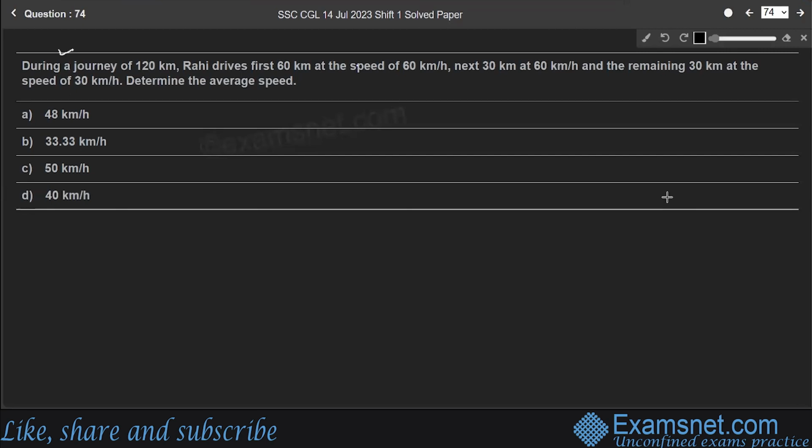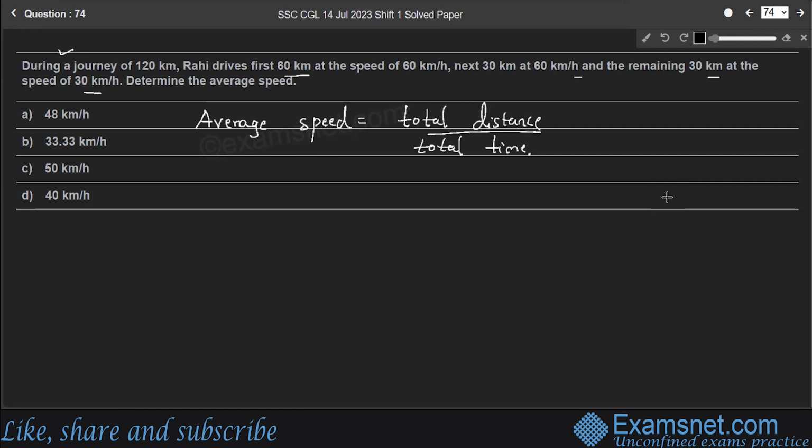Question 74. During a journey of 120 km, Rahi drives the first 60 km at the speed of 60 km per hour, the next 30 km at 60 km per hour and the remaining 30 km at the speed of 30 km per hour. Determine the average speed. Here students, the average speed formula is, since speed is distance by time, average speed is total distance by total time. So total distance traveled by total time taken.